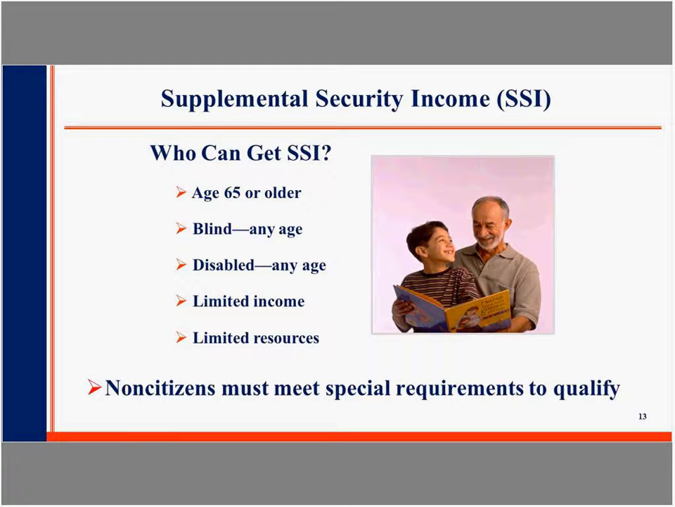Now, in order to qualify, it's a two-part program. Not only do you have to meet the income and resource limits, you also have to be either blind or disabled, or age 65 or older, and you don't have to be disabled at 65. It's just based on that age or older if you are under our income and resource limits.